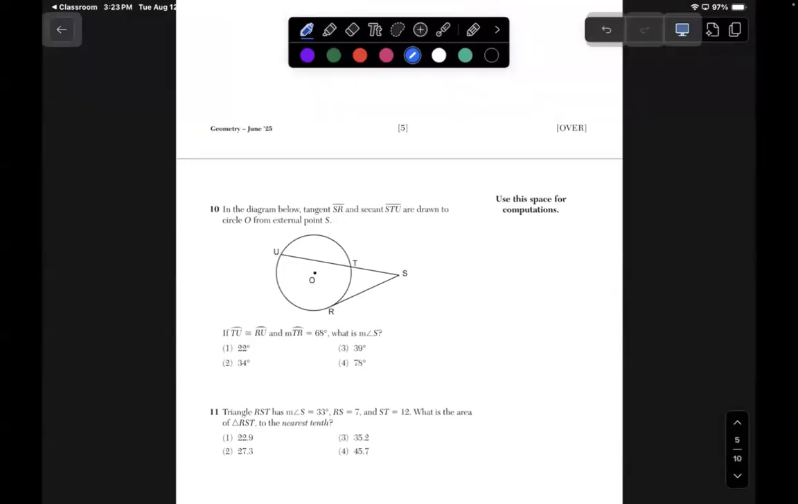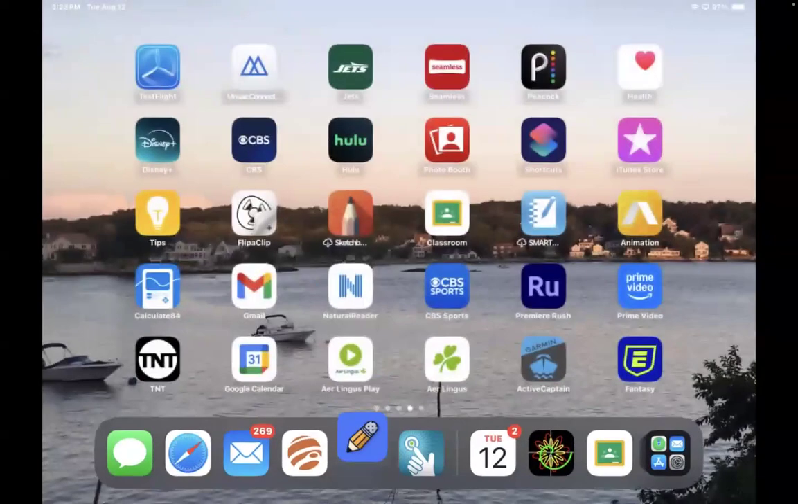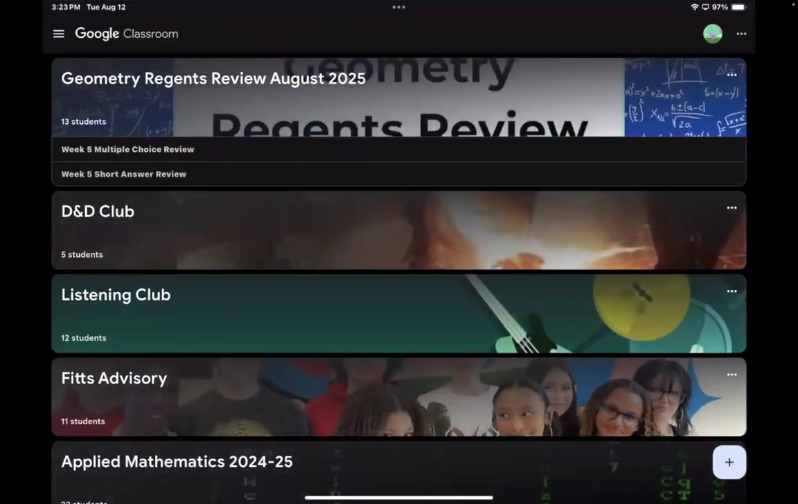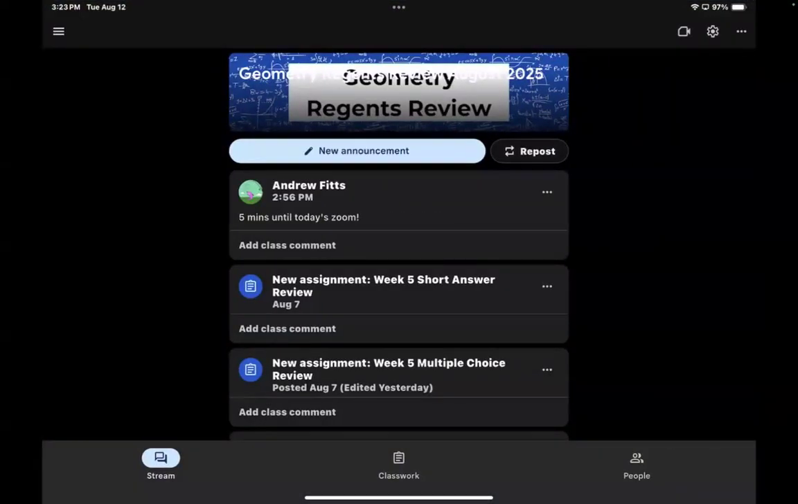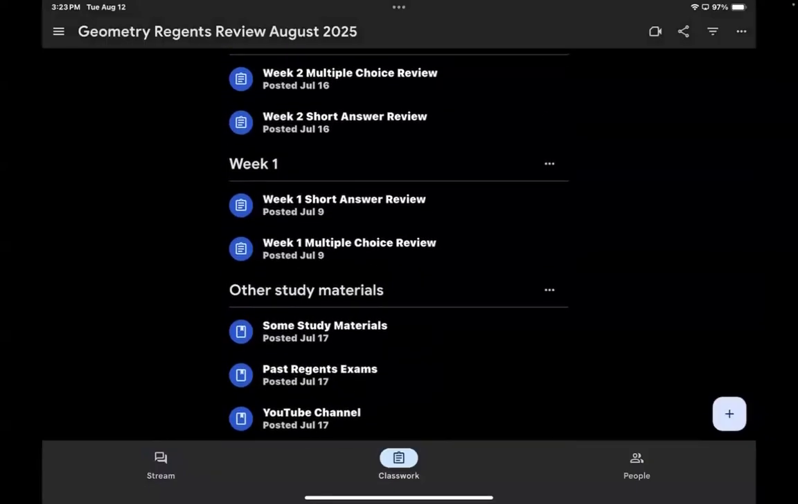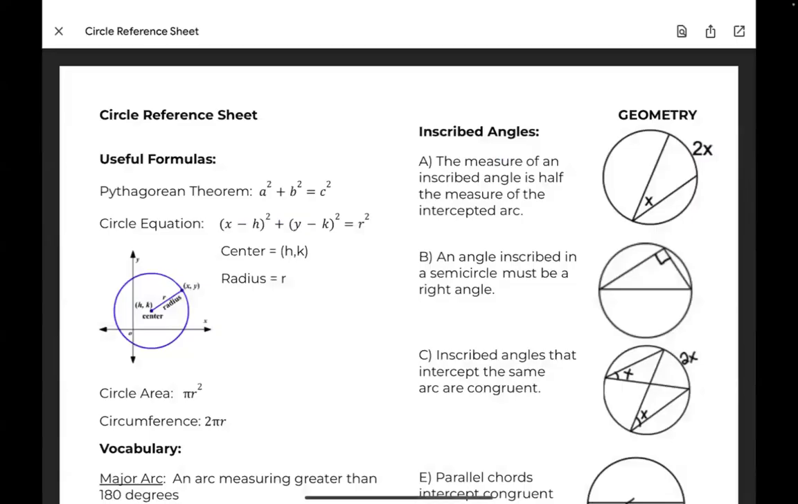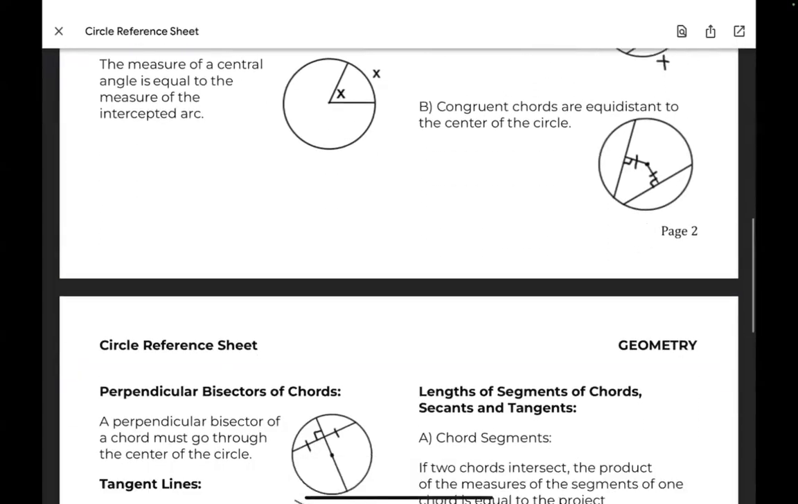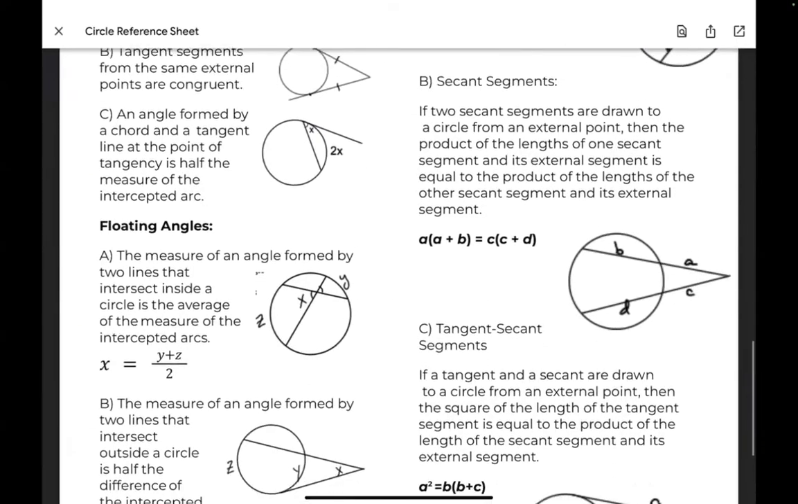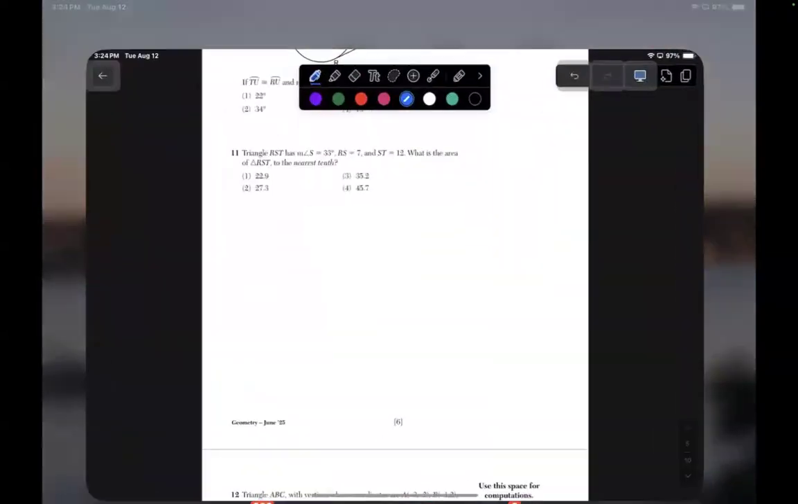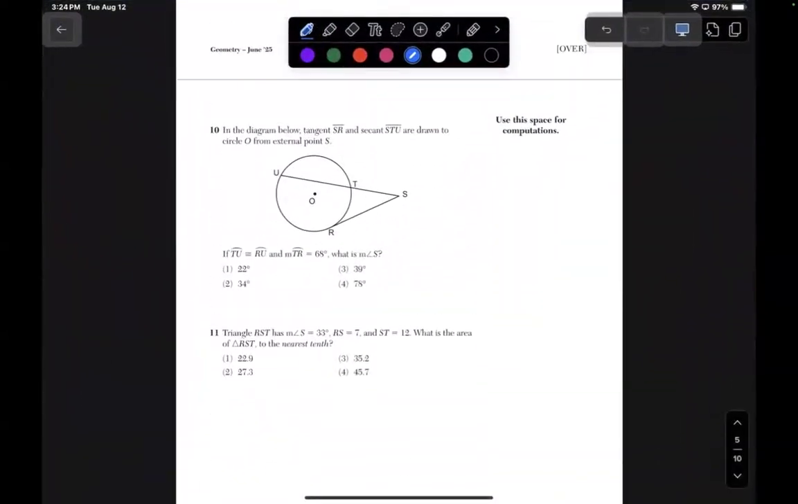Okay. All right. Circle part problems. So once again, if you go to classroom and take a look at all of these amazing study materials that I posted on here, we got this circle reference sheet, which has pretty much everything you possibly want to know about circles. This problem here, we have to find the measure of angle S.